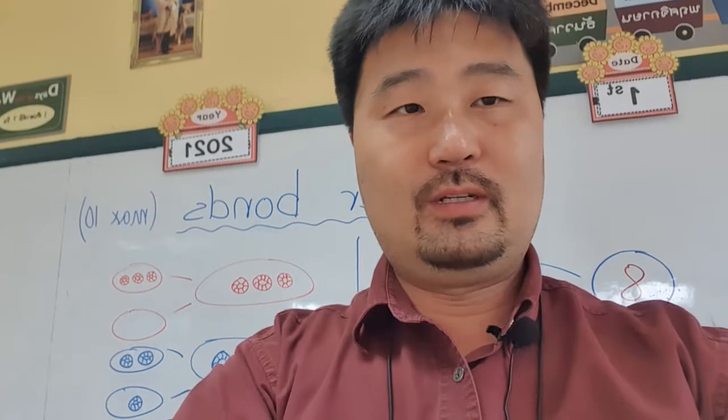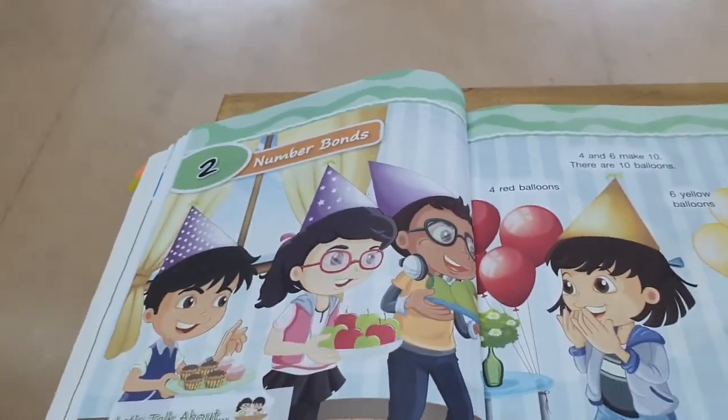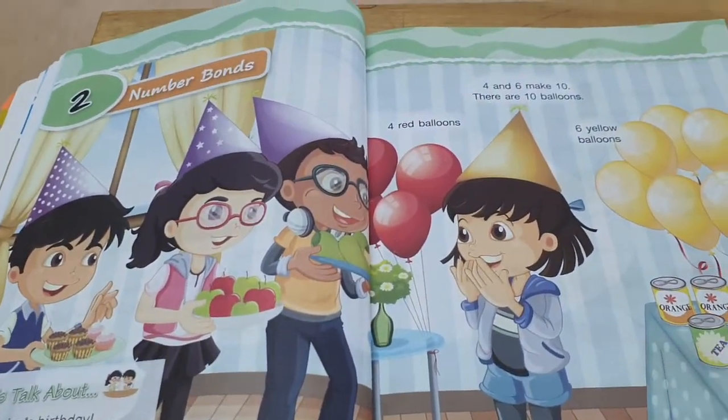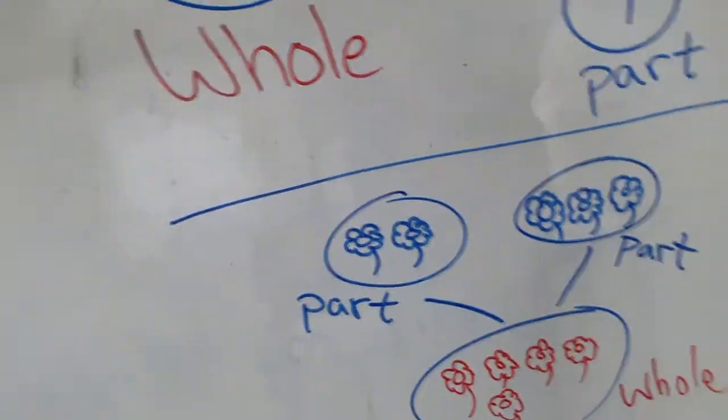Alright, I will change the camera. Alright. So, unit 2, number bonds. And let's look at the board instead.